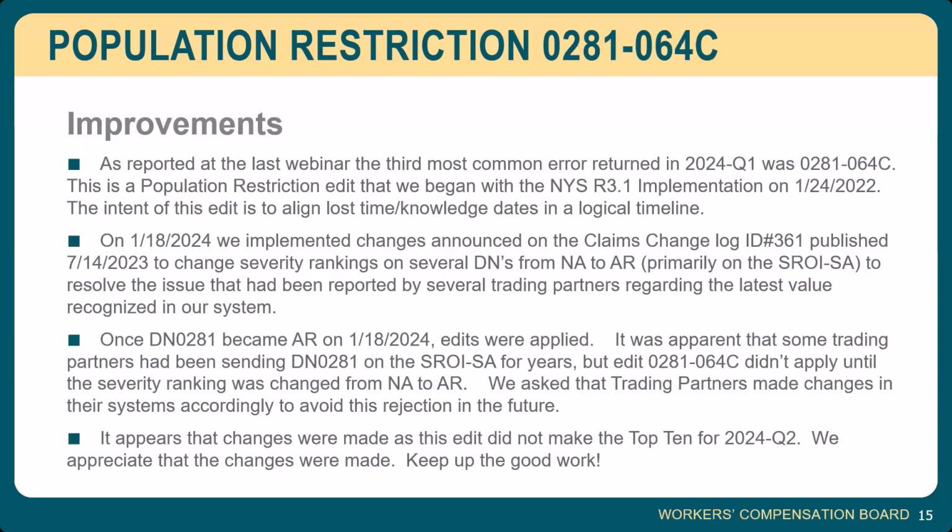We also wanted to give some good news. In the last webinar, our third most common error returned in 2024 was for DN281, the 064C error. This population restriction, we began with the Release 3.1 implementation in 2022, and it was just to make sure that we align lost time and knowledge dates in a logical timeline in our system. On January 18th of this year, we implemented changes.